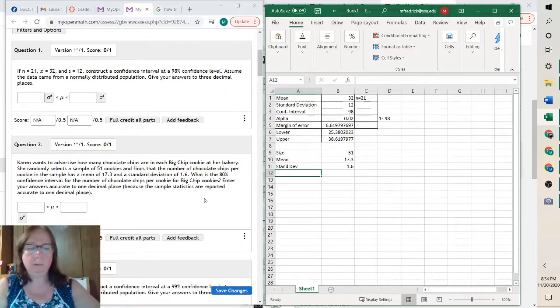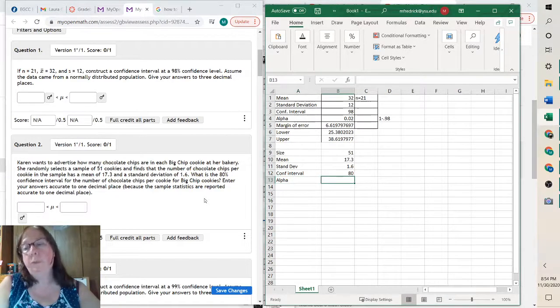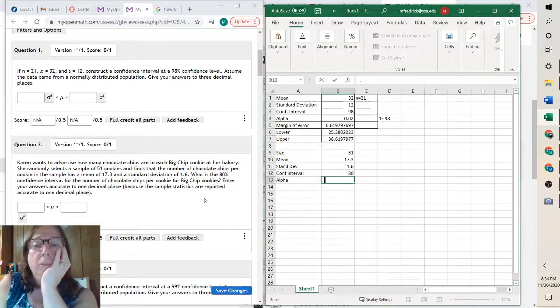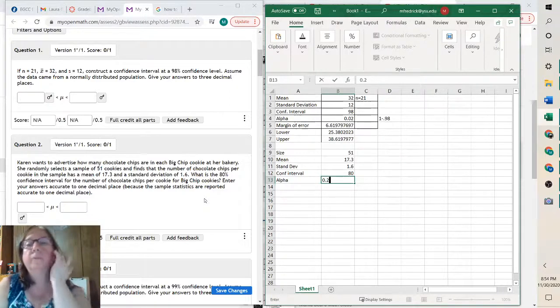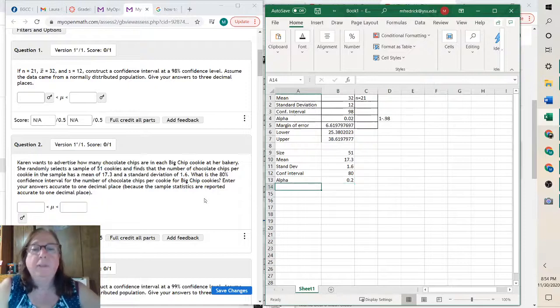Confidence interval we want is 80, which means our alpha will be 1 minus 0.8, or 0.2, and then margin of error.